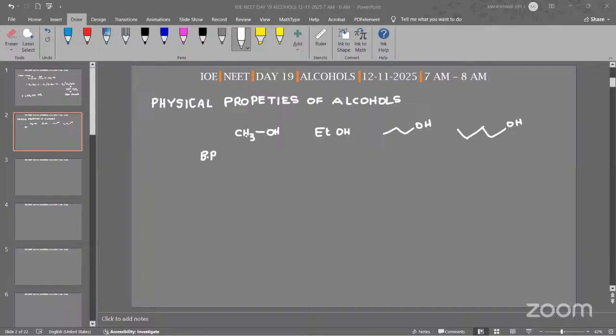So on moving from methanol to butanol, number of carbons are increasing and there are no branches. So surface area increases. Van der Waals attractions or intermolecular attractions increase. Hence boiling point increases. So boiling point of N-butyl alcohol is greater than that of N-propyl alcohol is greater than that of ethyl alcohol is greater than that of methyl alcohol.